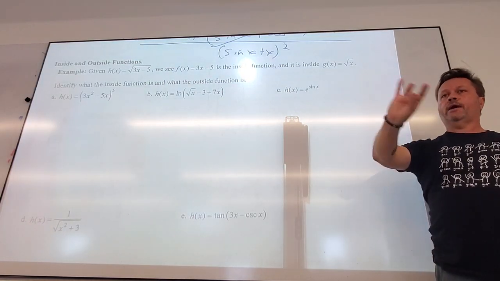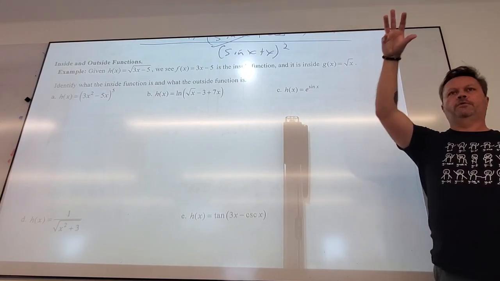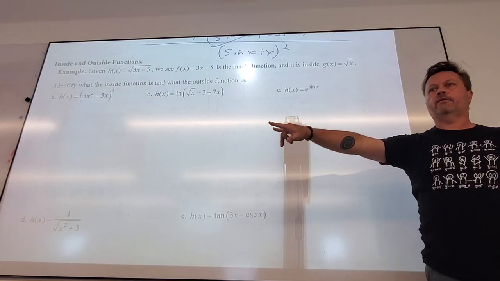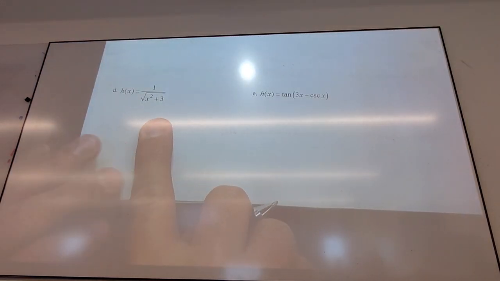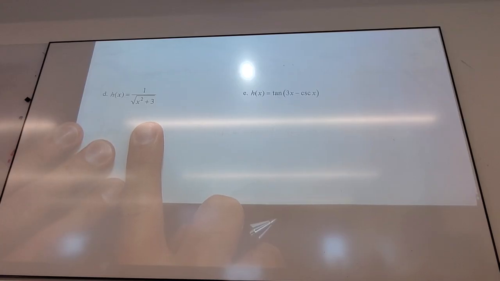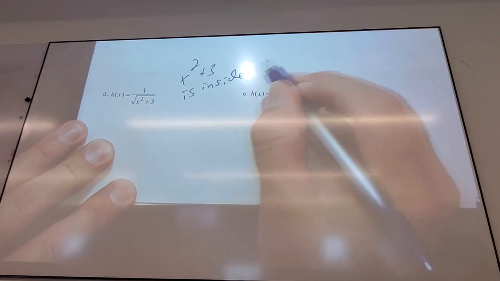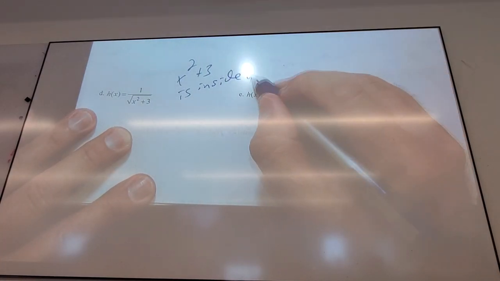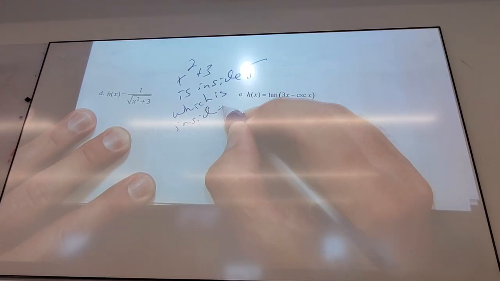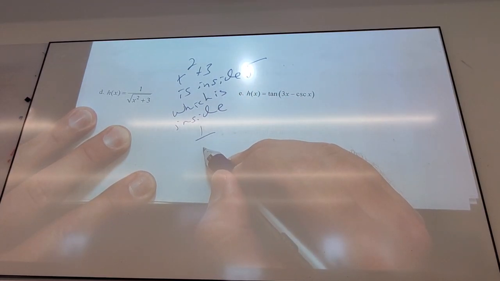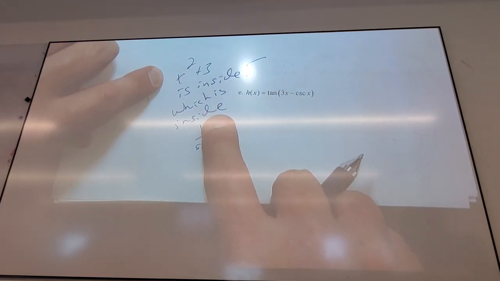That skill by itself is going to feed into a calculus process. The better able you are to identify what the inside and the outside are, the easier the calculus is going to be. Those are 2 separate skills and they go together. What about here? X squared plus 3 is inside what? It is inside the square root, which is inside a 1 over stuff.